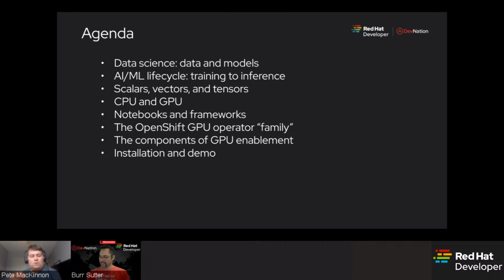So having said that, we're going to do a quick refresher on data science, talk about the AI ML lifecycle from training to inference. And we're also going to look at some of the mathematical constructs that are used in AI and ML. Then we'll take a look at CPUs and GPUs. Also from there, notebooks and machine learning frameworks. Then we'll move on to a comparison of two operators in the OpenShift GPU operator family. And we'll talk about the components of those operators in terms of GPU enablement. And then we'll finish up with the installation of the operator and a quick demo of a TensorFlow notebook.